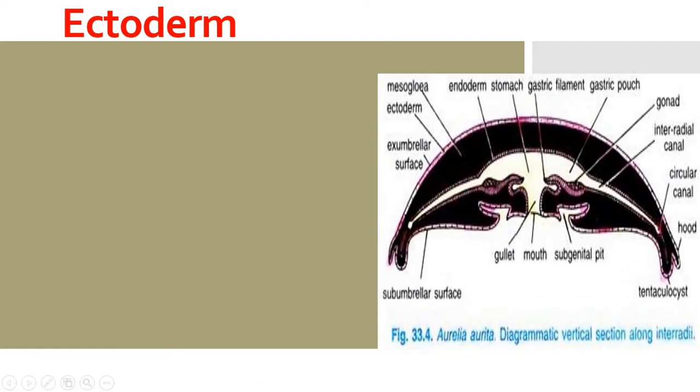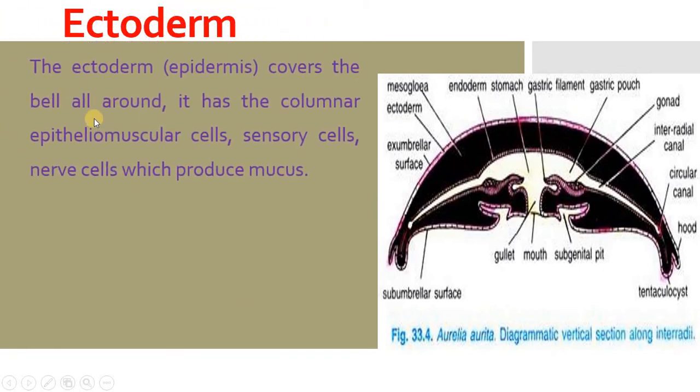This is the diagrammatic vertical section along the interradii of Aurelia aurata. The ectoderm, the epidermis, covers the bell all around. It has columnar epitheliomuscular cells, sensory cells, and nerve cells which produce mucus. So this is the outermost layer, the ectoderm, consisting of the columnar epitheliomuscular cells, sensory cells, and nerve cells.